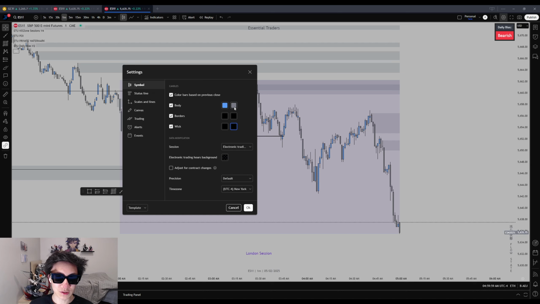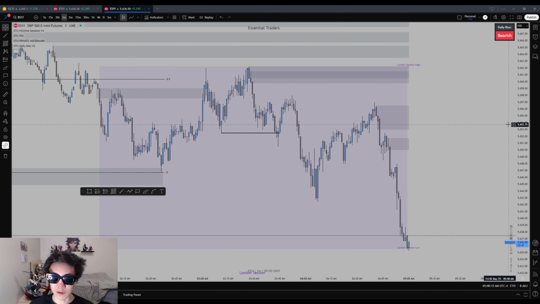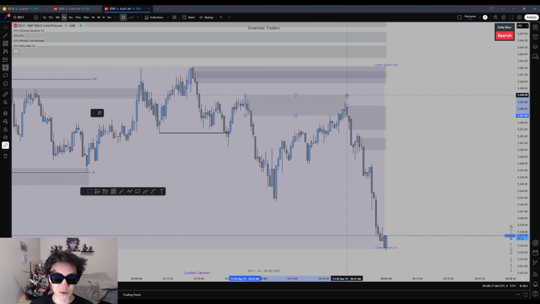Borders are all black, wicks are all black. The bearish candle is going to be this bearish color here. So this one you're going to have to just type in manually and add it. There's the hex code for that. And the bullish candle is the same blue as before.